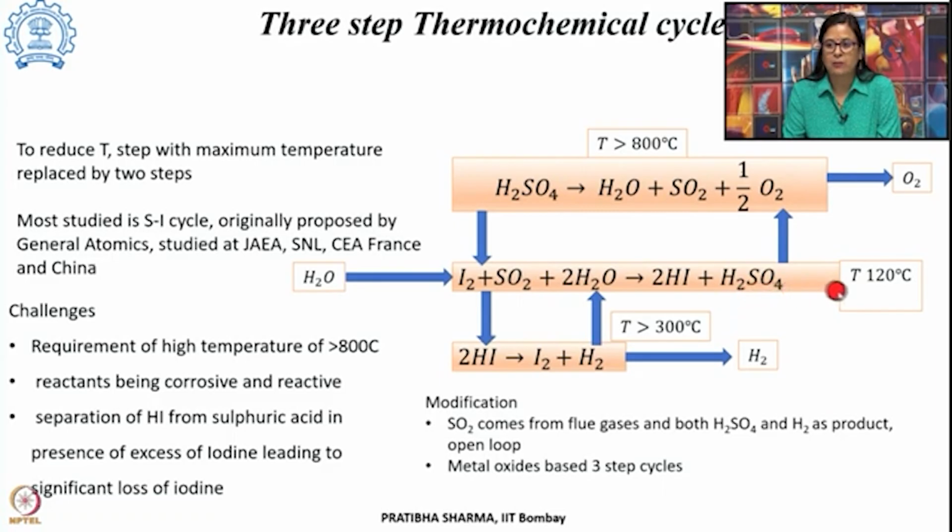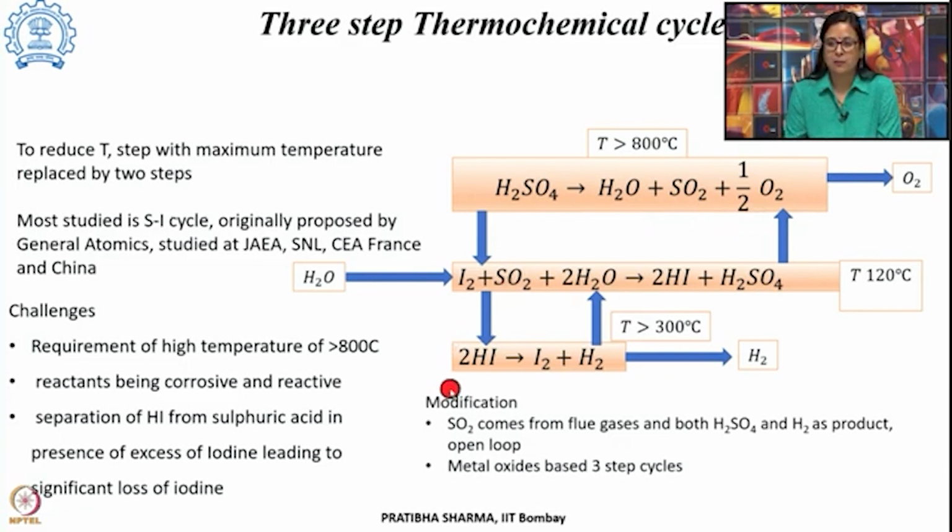So, this is the low temperature process where the temperature is about 120 degrees centigrade, producing sulfuric acid as well as hydrogen iodide. Now, this sulfuric acid which is produced undergoes a decomposition step, that is the second step, producing water, SO2 and oxygen. So, this is actually the oxygen evolution step or oxygen generation step, wherein sulfuric acid at a very high temperature above 800 degrees centigrade disintegrates to produce SO2 and oxygen.